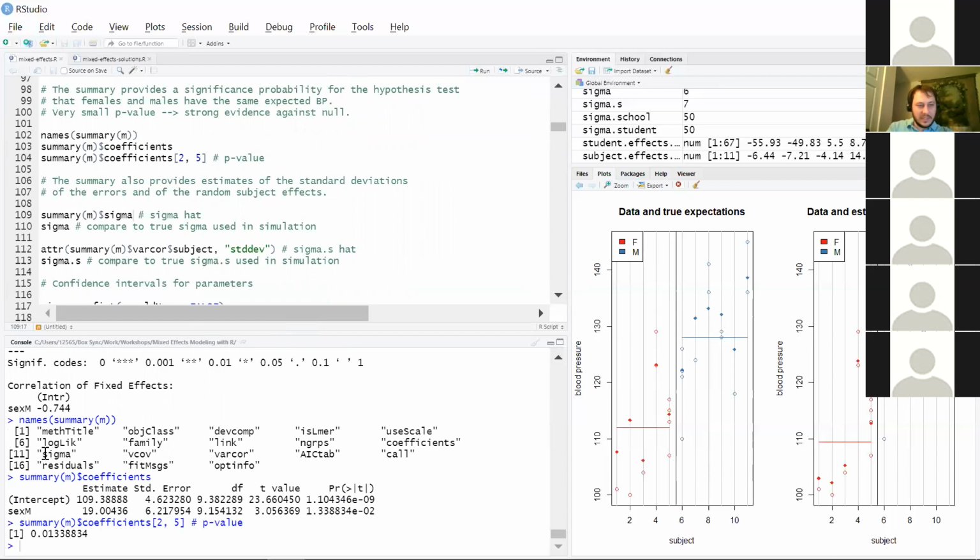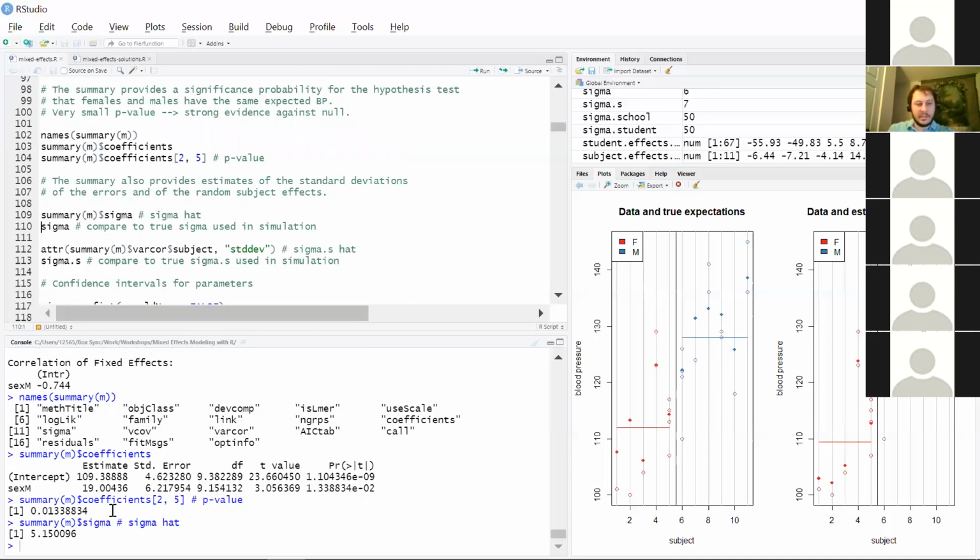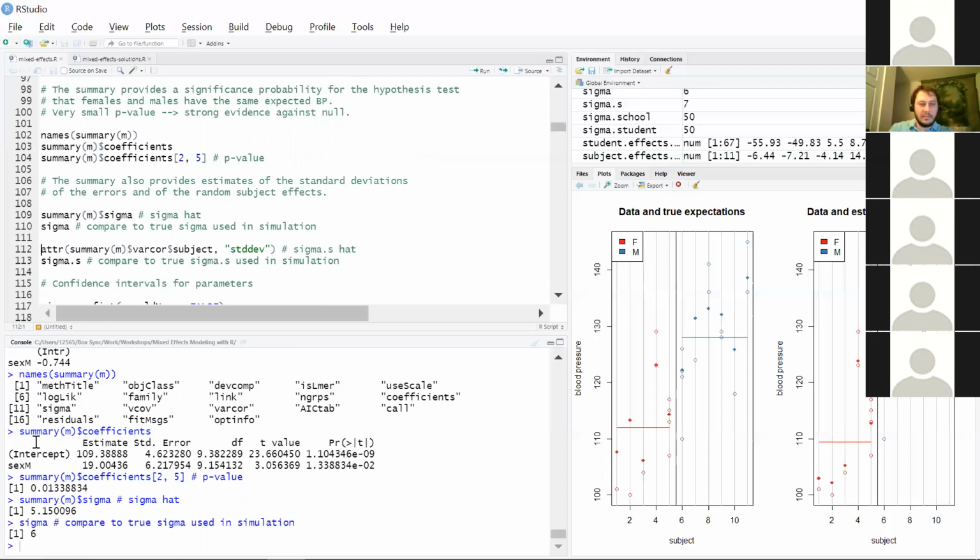Actually, if you look, you also see a sigma, and that's familiar from summary of M. If M is an ordinary linear model, sigma is the estimated error variance, and that's what it represents here also. So what was the estimated error variance? 5.15, that's what the model came up with. Well, what was the one we actually used in the simulation? 6. A pretty decent estimate. And remember, that's error variance.